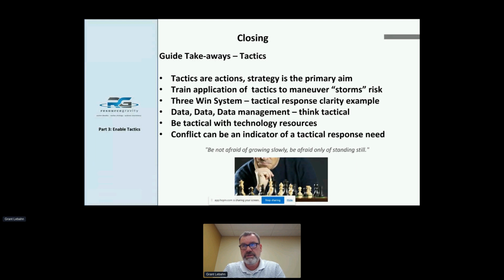Very important. Sometimes forgotten about, or talked about incorrectly, or I think talked about confusingly, but gain clarity between what your strategy is and how we are going to get there with tactics. Guide post number 1. Number 2, train an application of tactics to maneuver storm's risk. My strong opinion on using tactics is to create this environment of an application, a system that moves us through these areas of what we do, and then a tactical way to maneuver around risk.